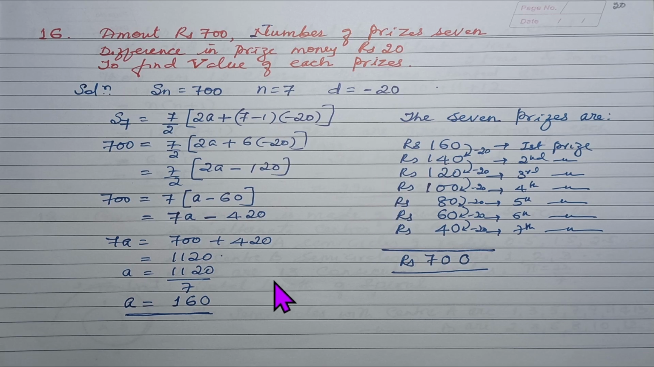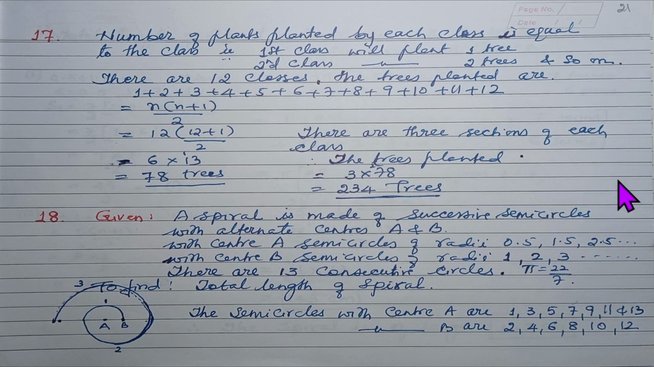So the procedure followed in the calculation here is correct, and please learn that. Okay, remember that. Now coming to the next example: the number of plants planted by each class is equal to the class number. Let us understand this.